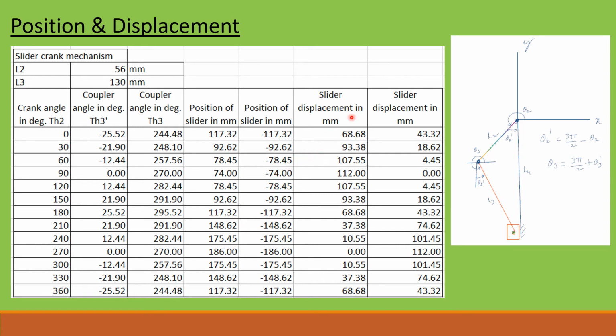And similarly, slider displacements, when bottommost position of the slider is 0, then in this column slider displacement is calculated. Similarly, if you want to consider the topmost position of the slider as 0, then these are the slider displacement values. So now in the next slides, let us discuss graphs.